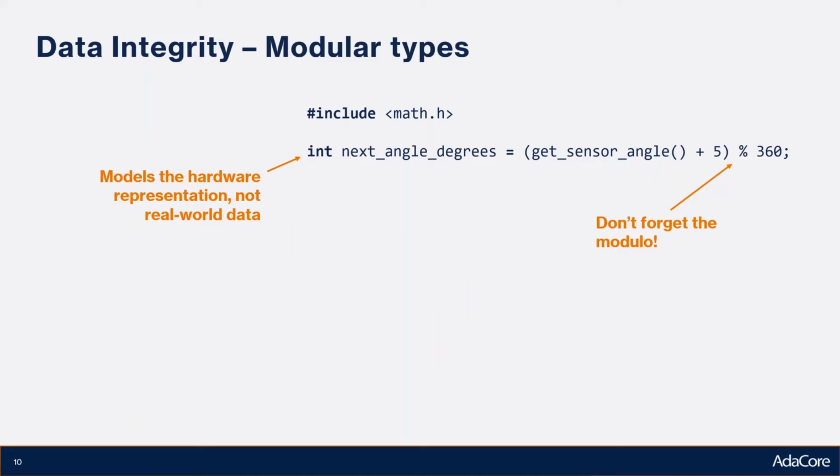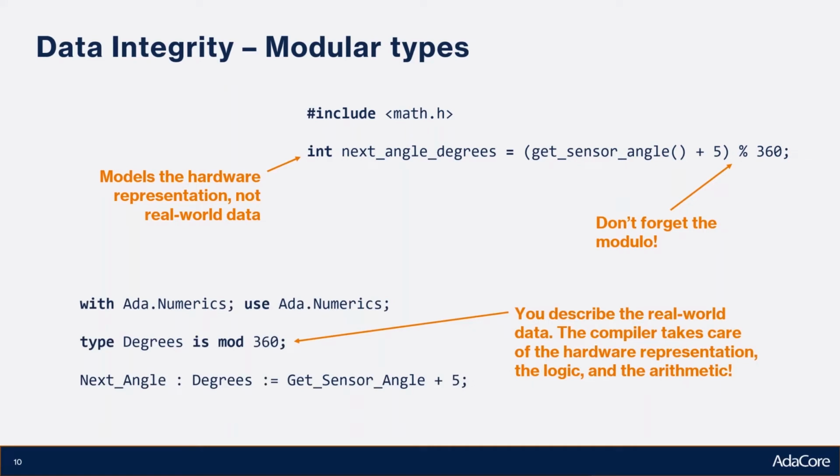Now, Ada also includes modular types. In C, again, normally you would choose an appropriate machine type for representing values. And if you need certain properties, like you need to roll over at 360, because this is a number of degrees of angle, you need to babysit every single usage explicitly and manually.